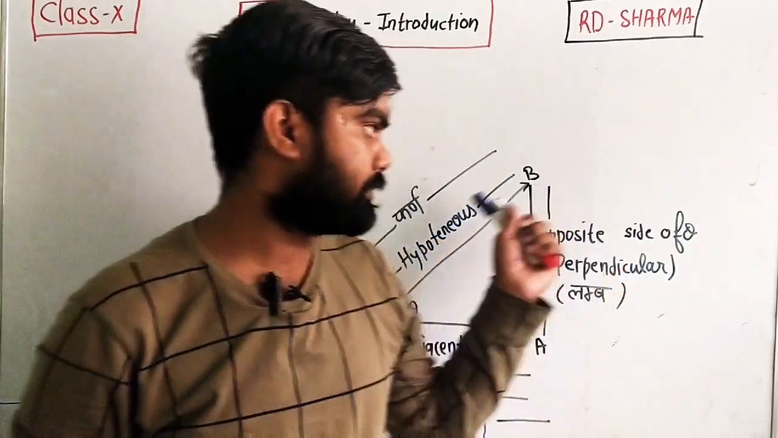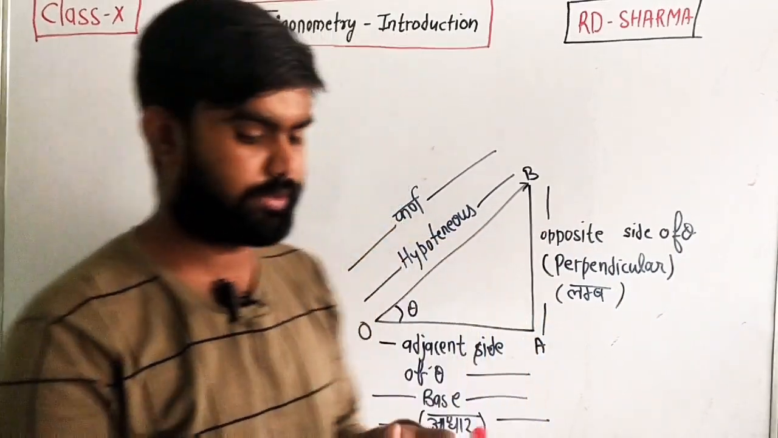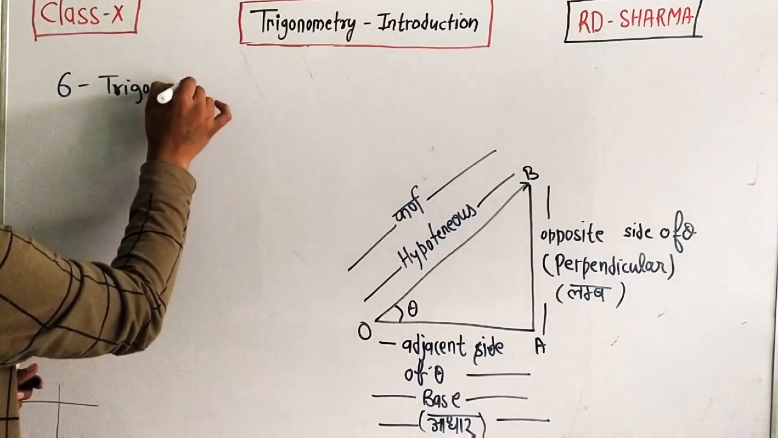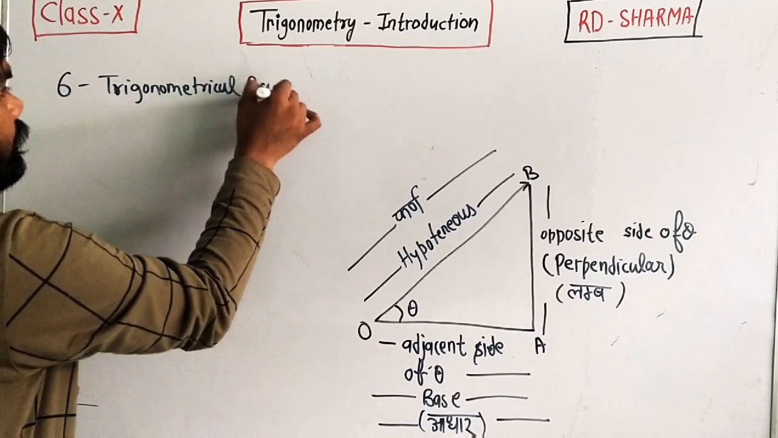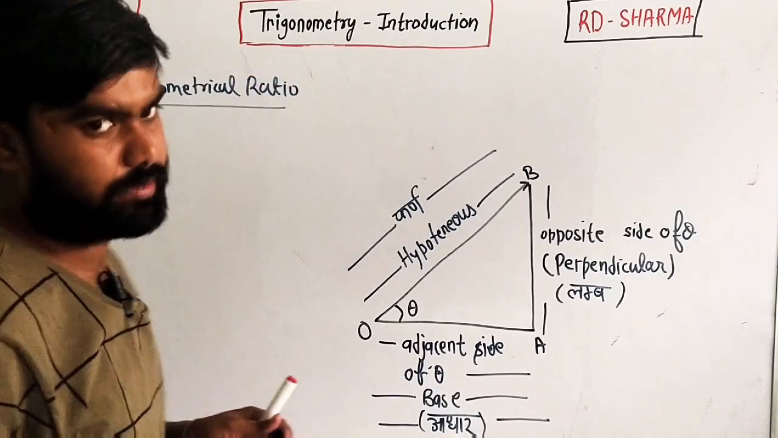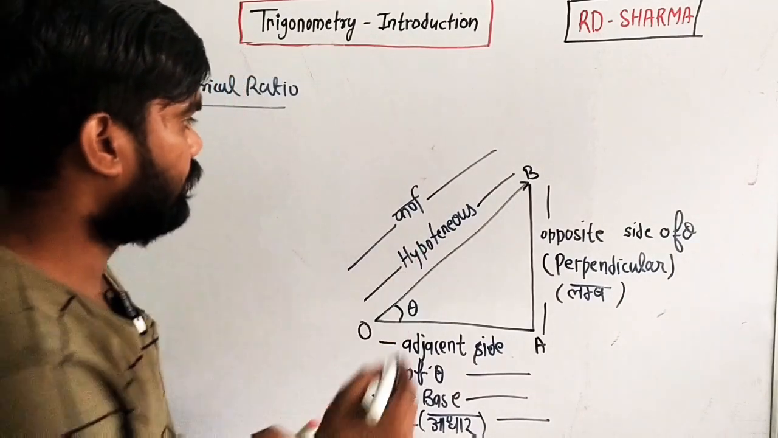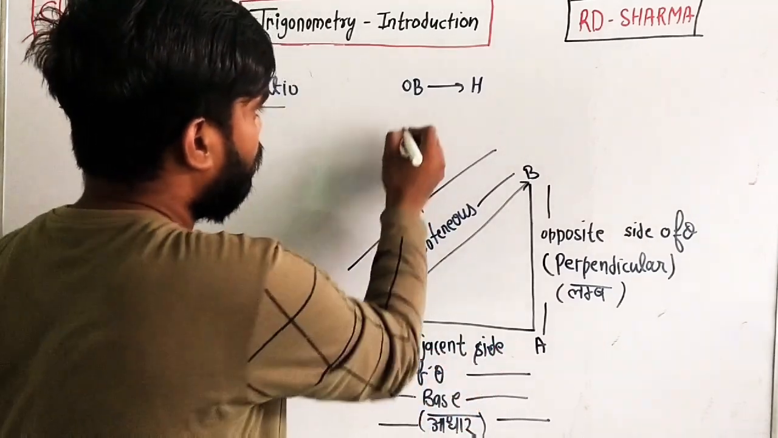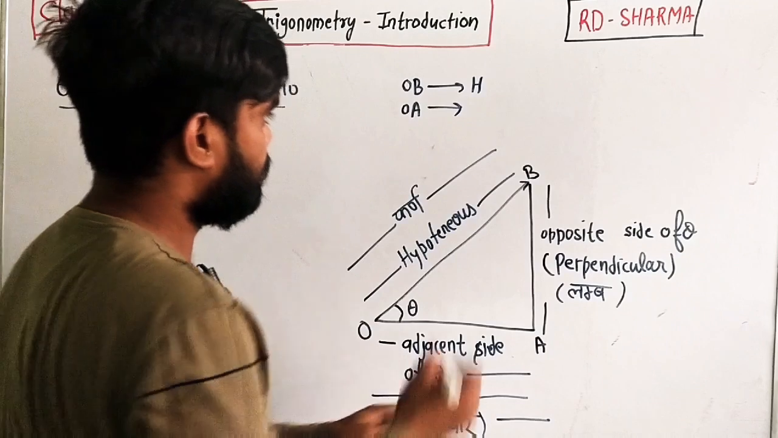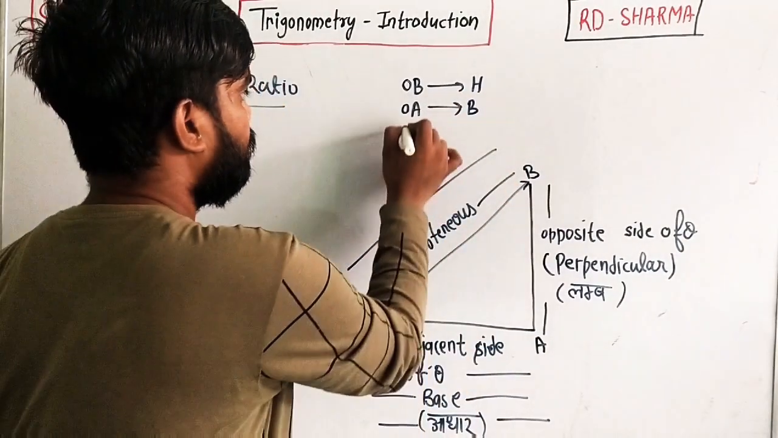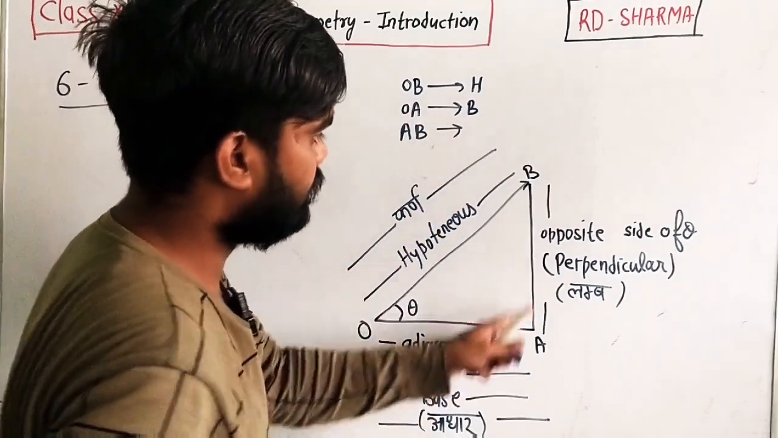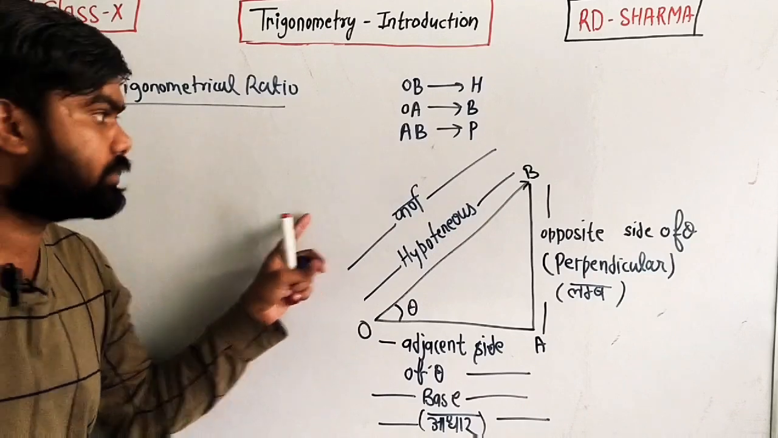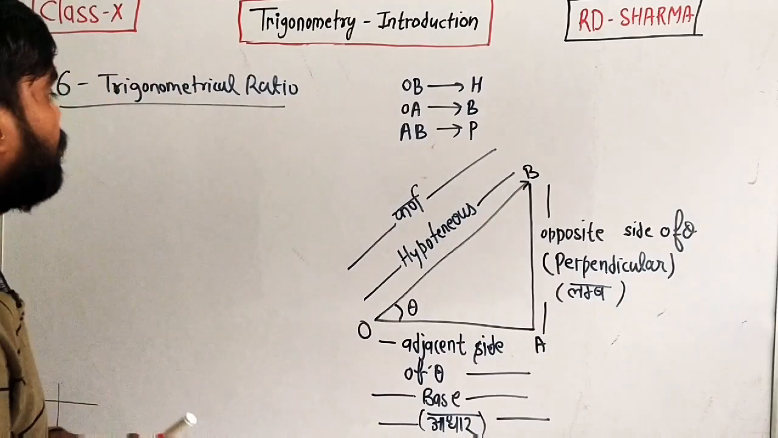If we work with this figure, we will get 6 trigonometrical ratios. What are these 6 trigonometrical ratios? I will tell you. First of all, for OB we call it the hypotenuse. For OA we can say that this is the base. For AB we can say that this is the perpendicular. So as I told you, we will get 6 trigonometrical ratios.